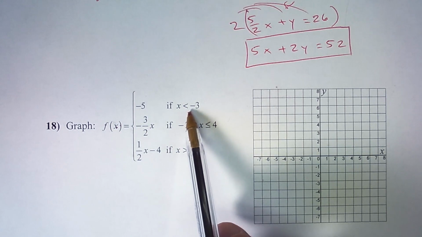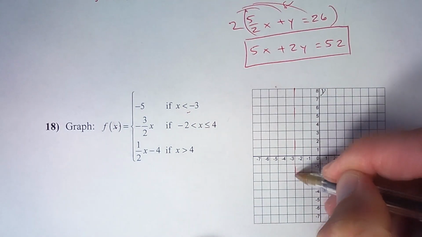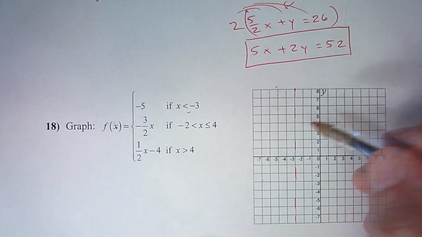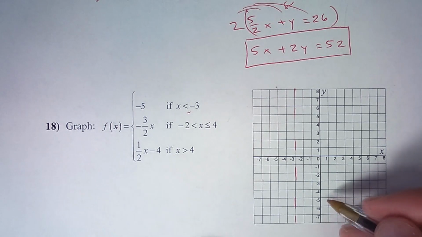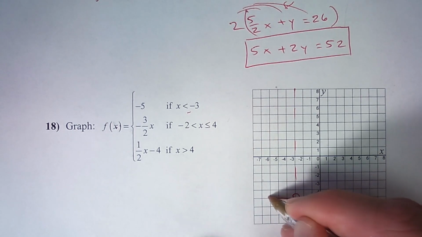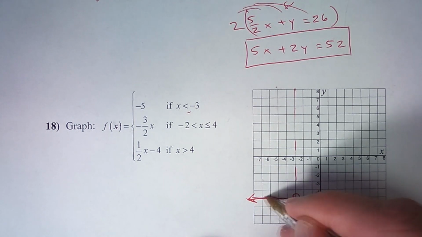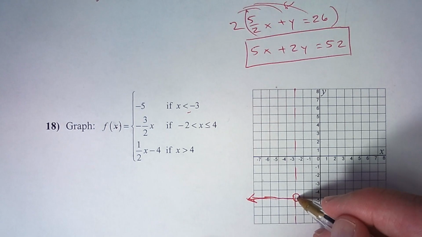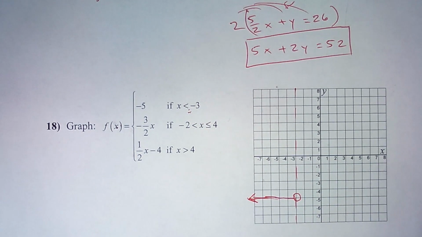but only for x less than -3. So here is where x is -3. And I can only graph on the less than side, the left side. Y equals -5. And I'm going to put a circle there. And there's my line, my ray really, for y equals -5, but only left of -3. And it's less than, but not equal to, so I do not want to fill that in.